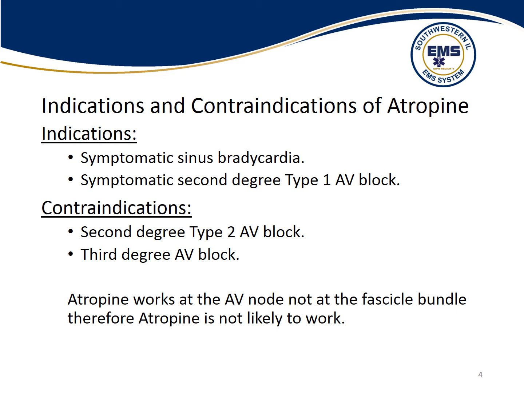Indications and contraindications of atropine. Atropine is indicated in symptomatic sinus bradycardia and in symptomatic second-degree AV block type 1. Contraindications to atropine are second-degree type 2 AV block and third-degree AV block. The reason that atropine typically does not work in these higher-degree AV blocks, second-degree type 2 and third-degree AV block, is that atropine works at the AV node, not at the fascicle bundle.